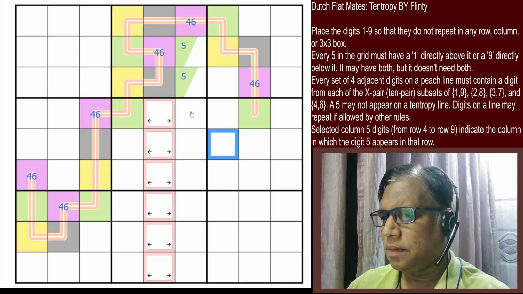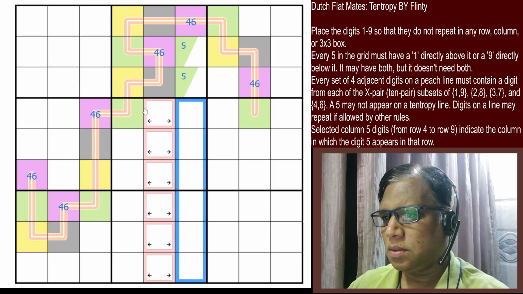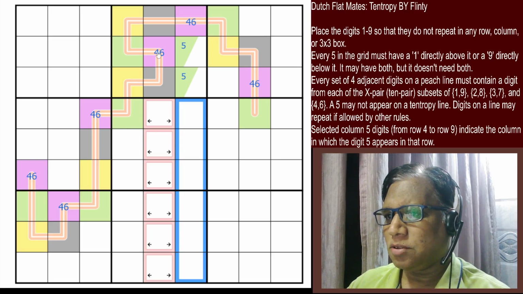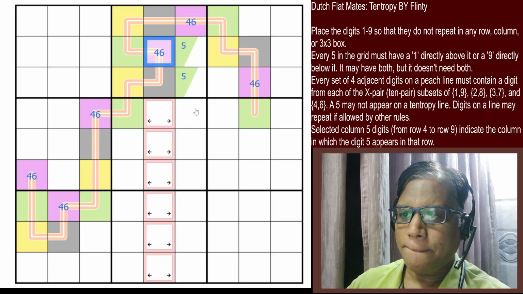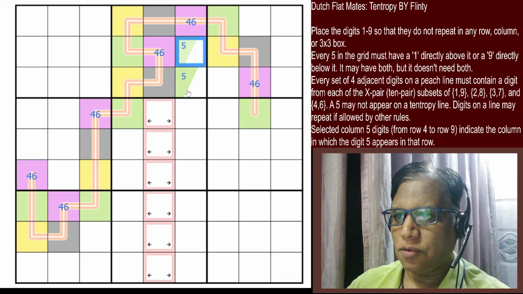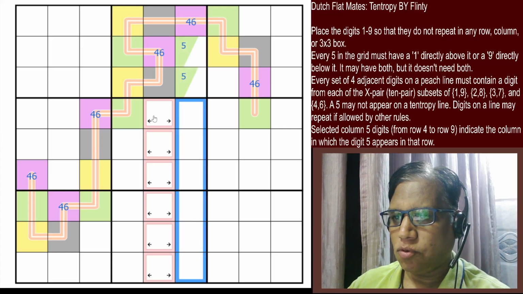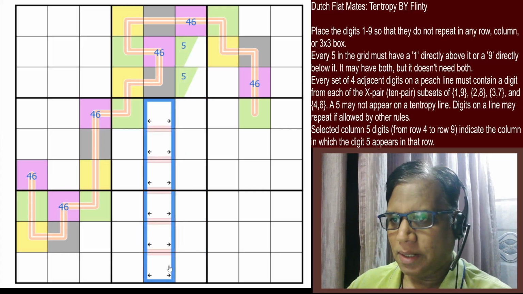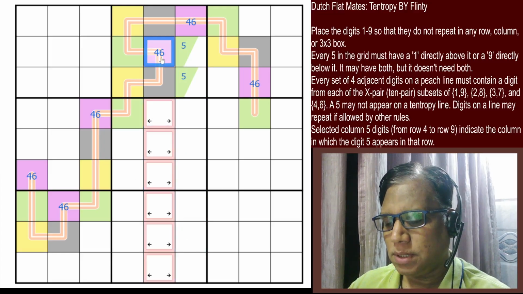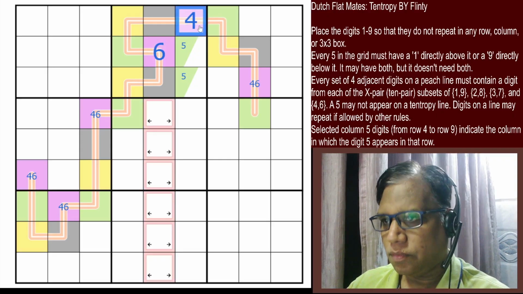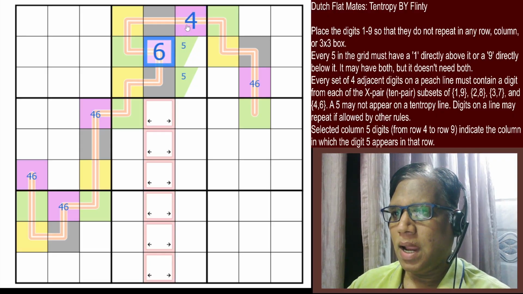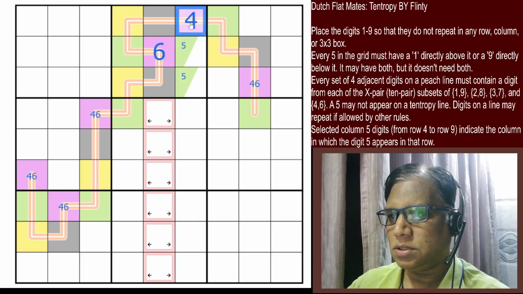And that's not 6, because that's not 6. So I think this is 6. See, 5 is already here, so 5 cannot be here. That means you cannot have 6 here. So where is that 6 going to be? So this is 6, and we got our first digit. So this is 6, and this must be 4, the other digit in this group.